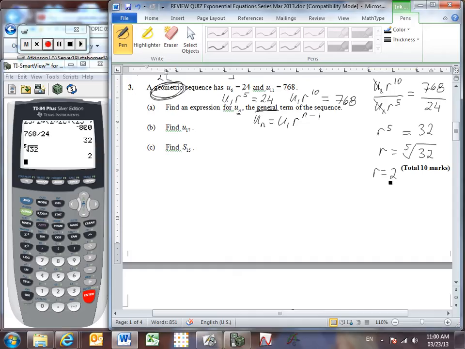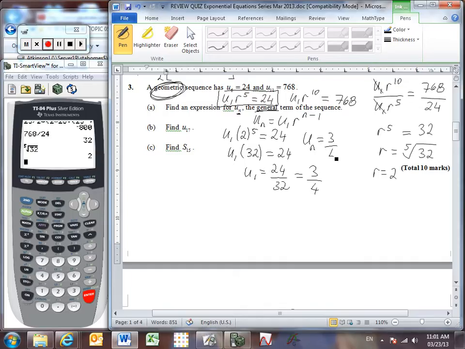How do I find my u1? Why don't I substitute back into the simpler of the two equations? So I have u1 times 2 to the power of 5 is equal to 24. According to order of operations, I must do the exponent first. And so u1 is 24 over 32, which simplifies to 3 over 4. And so then our general term will be un is equal to u1, which is 3 over 4, times r, which is 2, to the power of n minus 1. And there's your answer to part A.